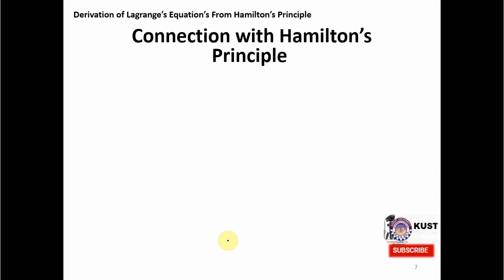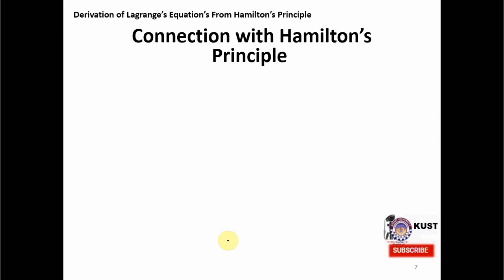Okay, now it's also important to make a connection with Hamilton's principle. This was the first part of the lecture, where we have shown how we can generalize the variational principle for more than one variable. Before that we had done it for just a single variable, and now we have generalized it for more than one variable. But now we would like to make the connection with Hamilton's principle.